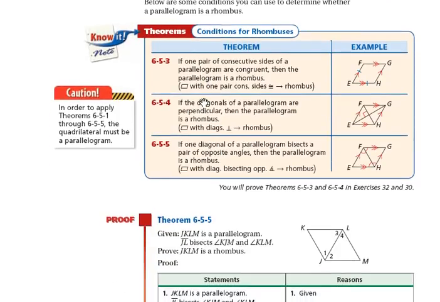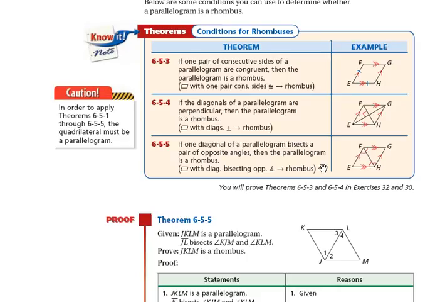And then a few more theorems. This has to do with a rhombus. 6-5-3: if one pair of consecutive sides of a parallelogram are congruent, then the parallelogram is a rhombus. So we're looking at these consecutive sides. If they are congruent, or the same length, then we are going to have a rhombus. 6-5-4: if the diagonals of a parallelogram are perpendicular, then we're going to have a rhombus as well. So if you can take a look at the diagonals and measure this angle, if that's 90 degrees, you will have a rhombus.